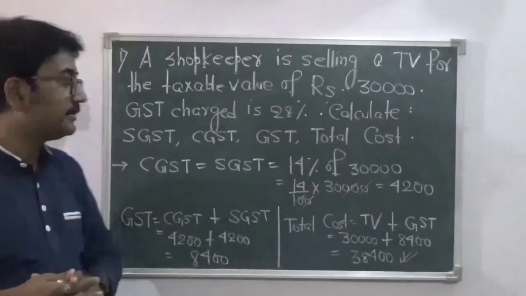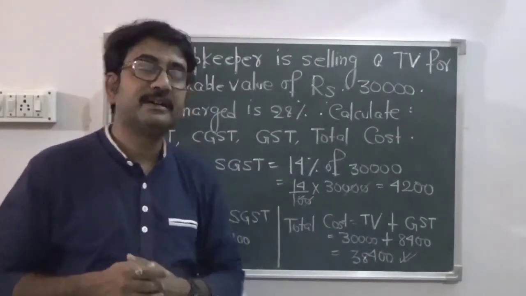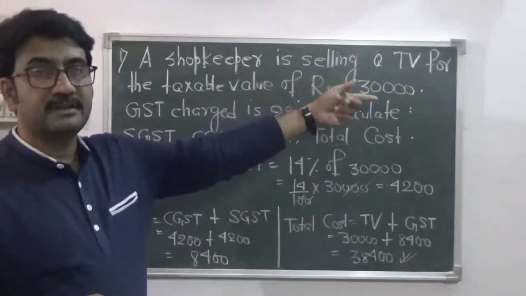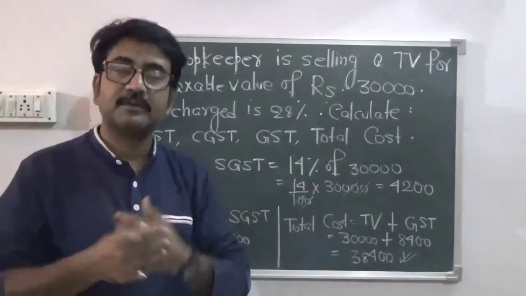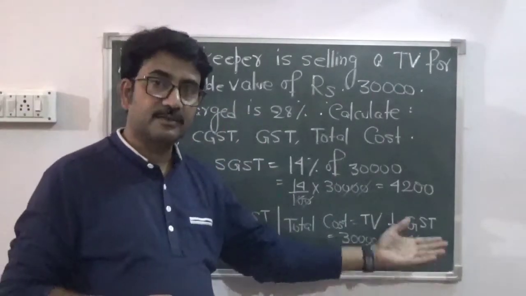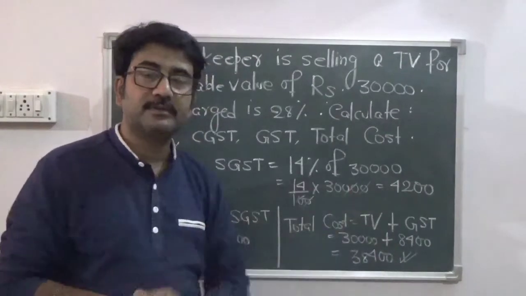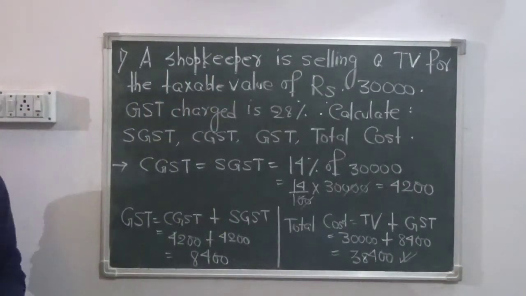Or directly, if you are asked for GST, the GST will be equal to 28% of 30,000. Directly you can find it. And the total cost of the TV will be the taxable value of the TV plus the GST total tax, that comes to 38,400. So here goes the first question. Now you move on to the second question.